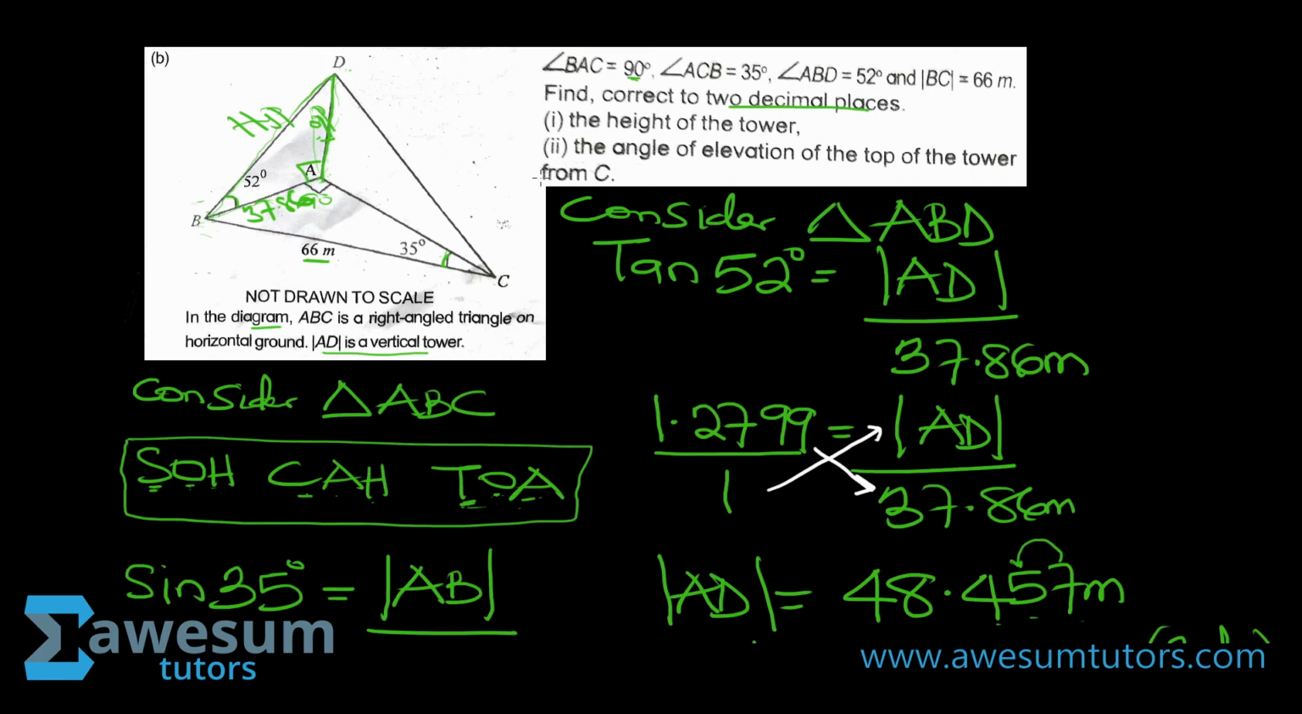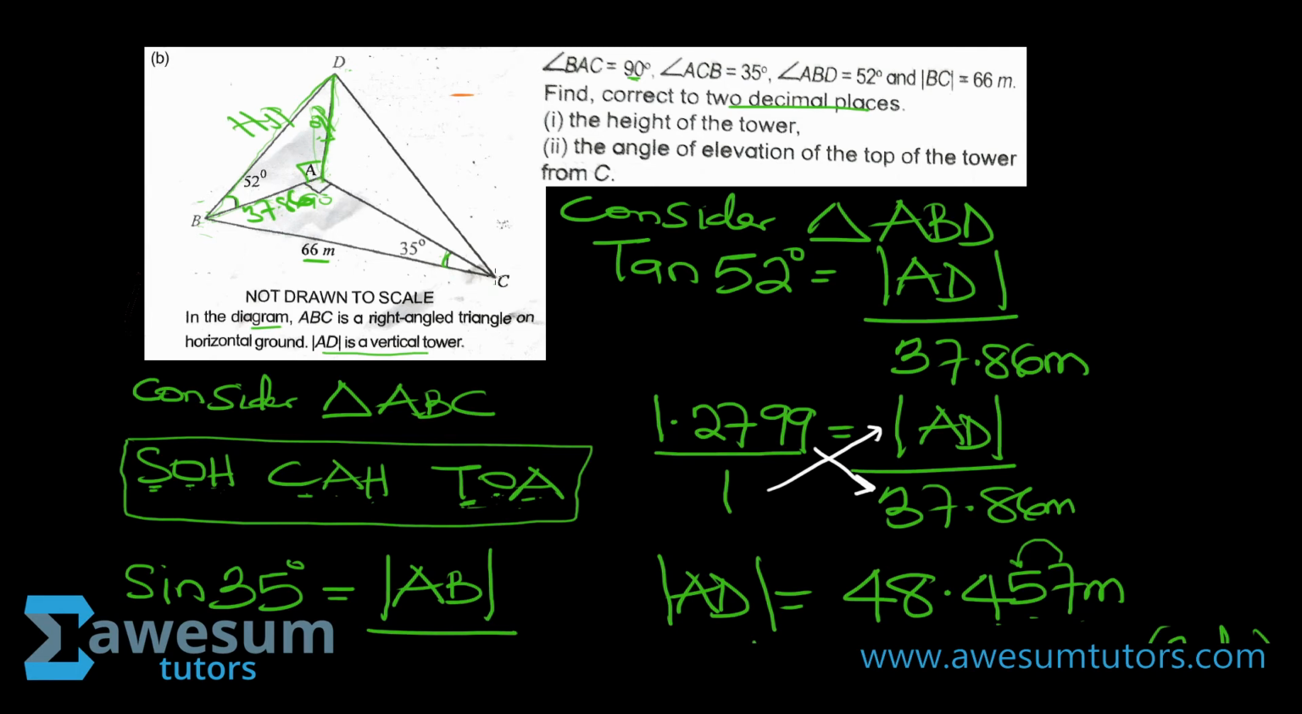The next question says that we should calculate the angle of elevation of the top of the tower from C. Okay, this is point C. Remember that triangle A, B, and C are on the ground, and the tower is placed on that triangle at point A, extending upwards.